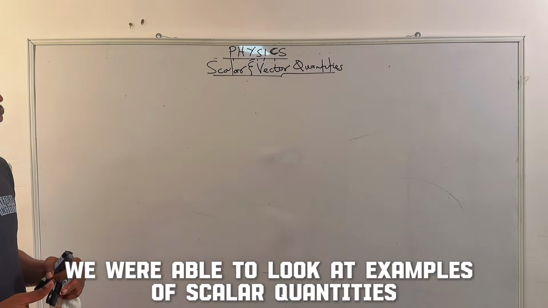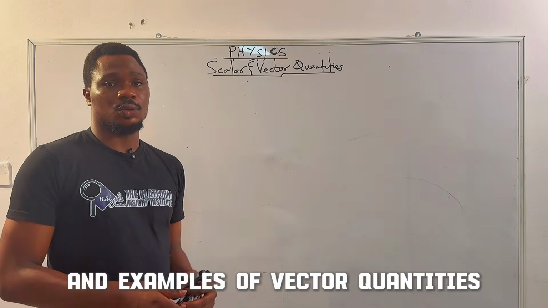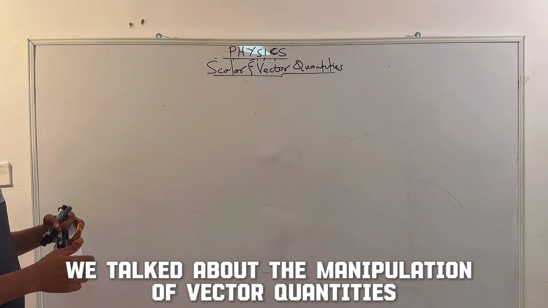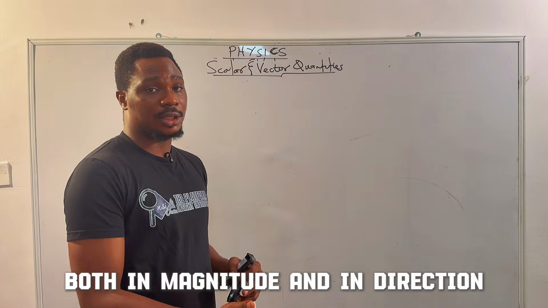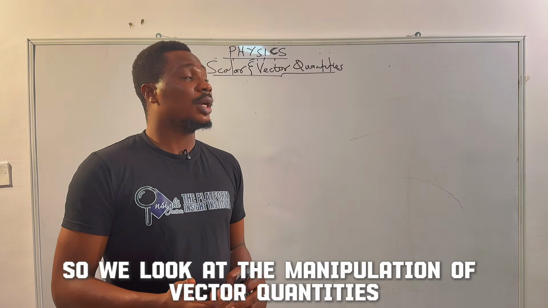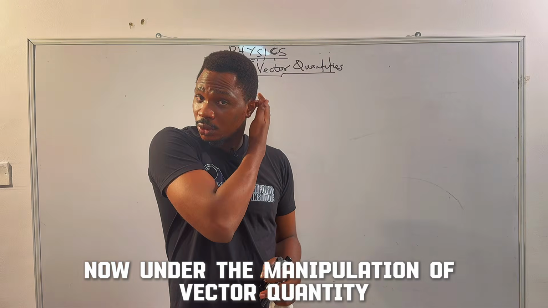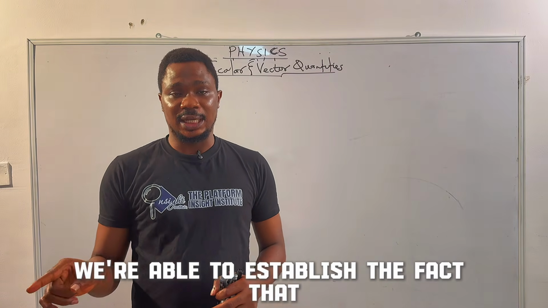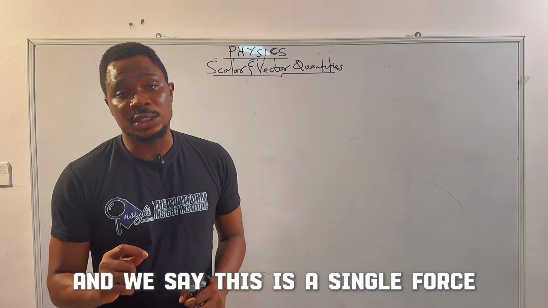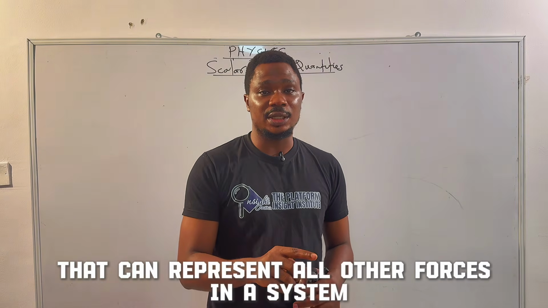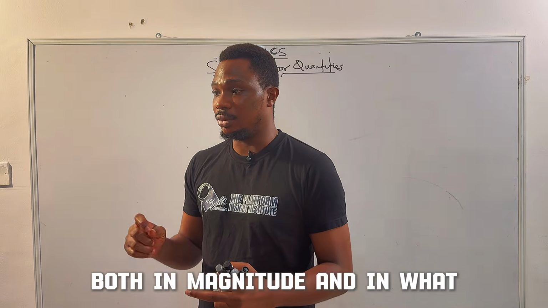And I remember last class we were able to look at examples of scalar quantities and examples of vector quantities. From there we talked about the manipulation of vector quantities, because we realize that a vector can be represented both in magnitude and in direction. Under the manipulation of vector quantities, we talked about what we call a resultant force. We say this is a single force that can represent all other forces in a system and still produce the same effect, both in magnitude and in what?